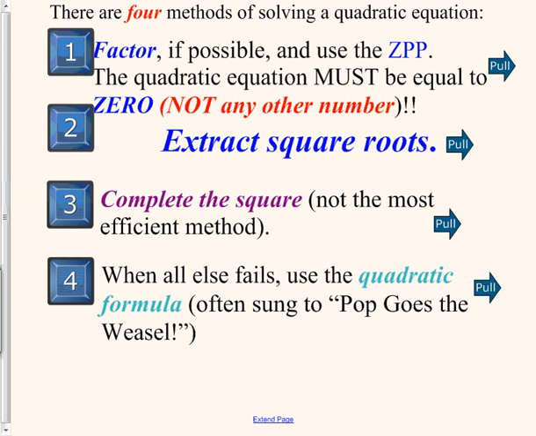It's huge because not all these problems can be solved with graphing. Not all of them can be factored. Not all of them can do square roots. But all of them, every single one of them, can be solved with a quadratic formula. So quadratics and the quadratic formula obviously go together.